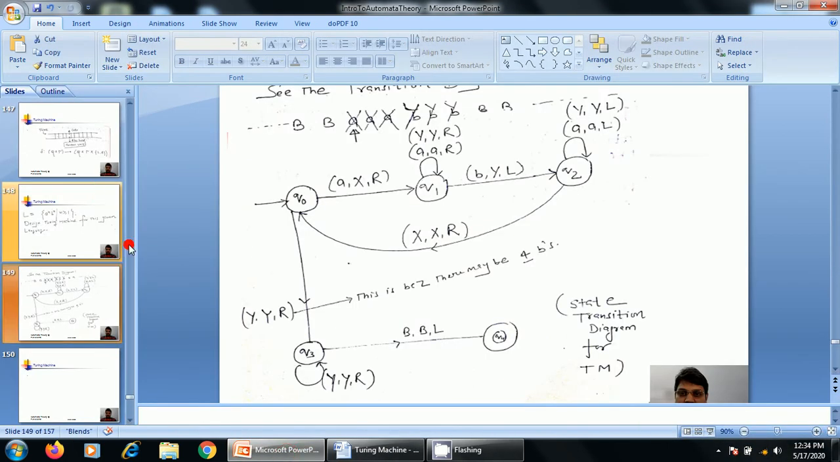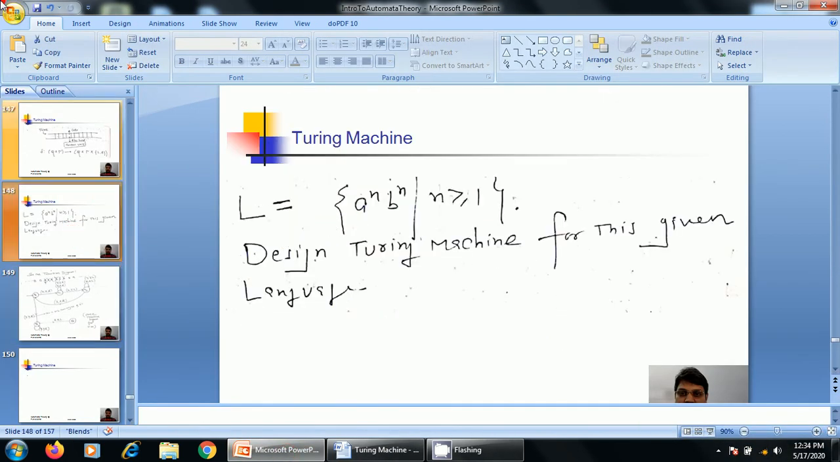Now see, this is an example of a Turing machine. The language is given: L = a^n b^n such that n ≥ 1. The question is to design a Turing machine for the given language. This language is given and the question is to construct or design a Turing machine for it.